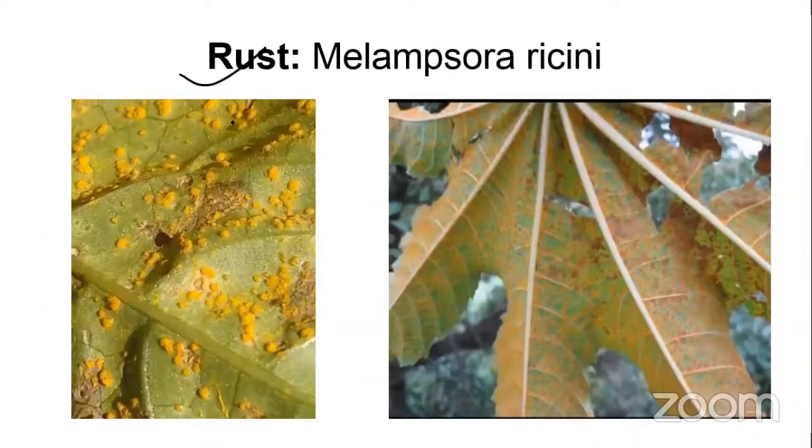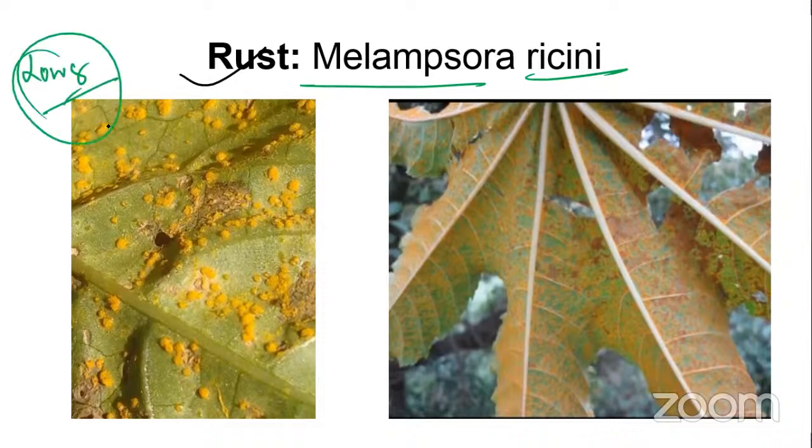Then coming to rust, which is caused by Melampsora ricini. Just have a note that for most rust diseases, leave aside cereals, because in cereals it usually occurs irrespective of the surface of the plant or leaf. But in other crops, usually the rust will concentrate on the lower surface. Exceptions are there, like chickpea and other things.